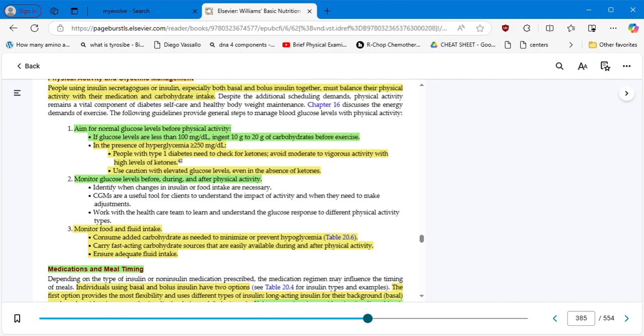If the patient is having hyperglycemia more than 200, people with type 1 diabetes need to check for ketones, and avoid moderate to vigorous activity with high levels of ketones, right? And don't go for the training of the New York Marathon. But use caution with elevated glucose levels, even in the absence of ketones. Now, also monitor glucose levels before, during, and after physical activity, right?